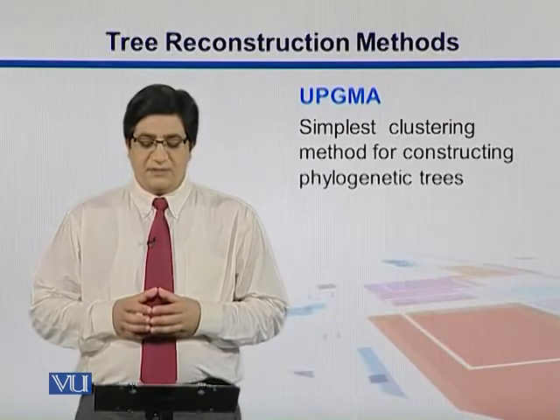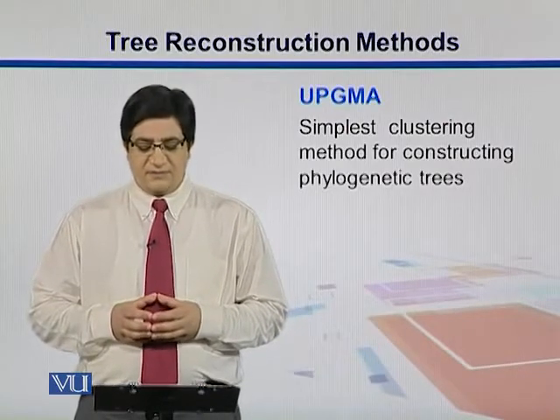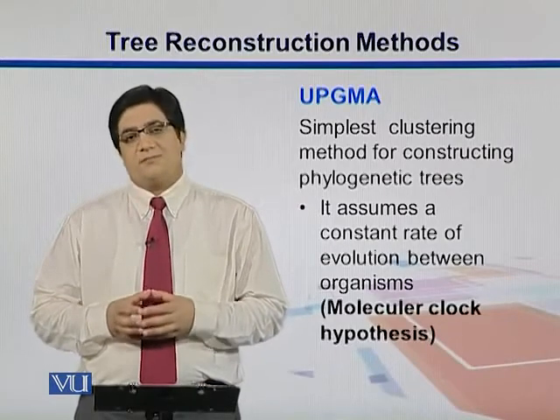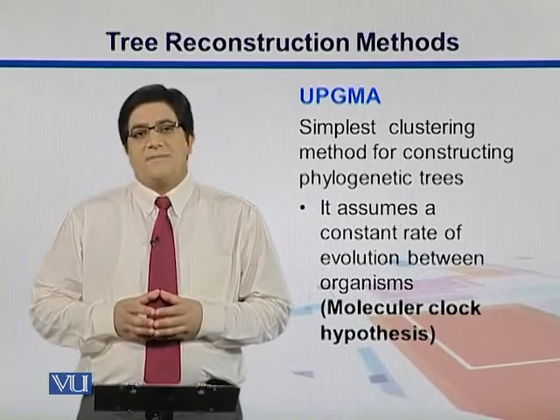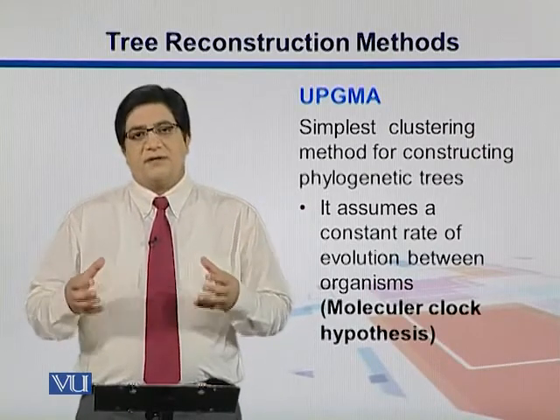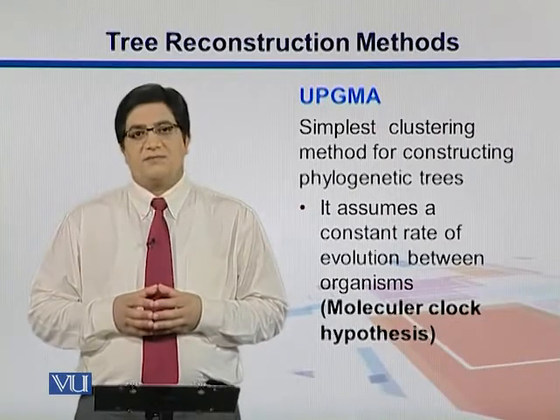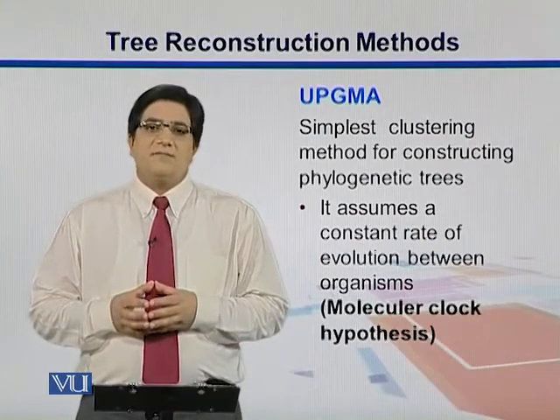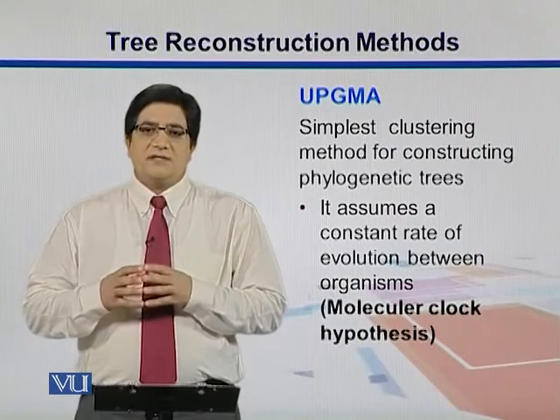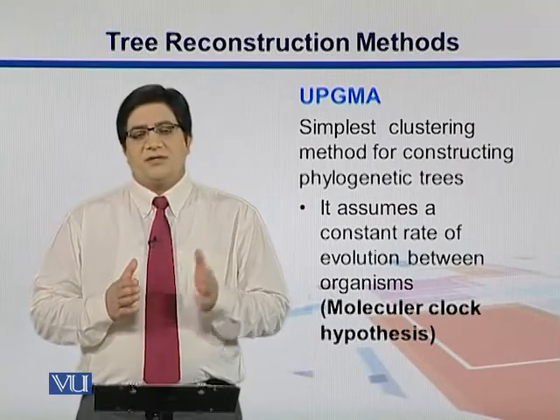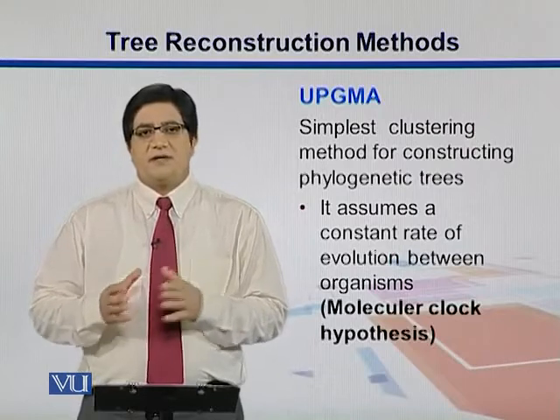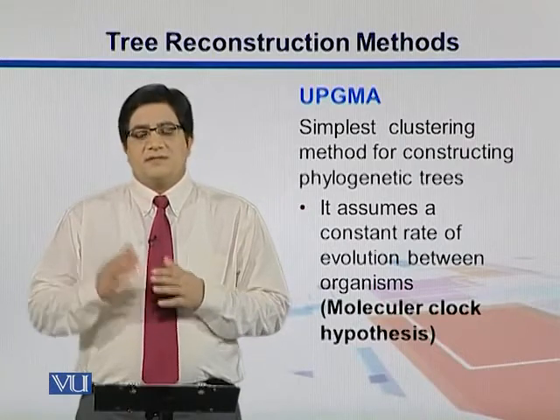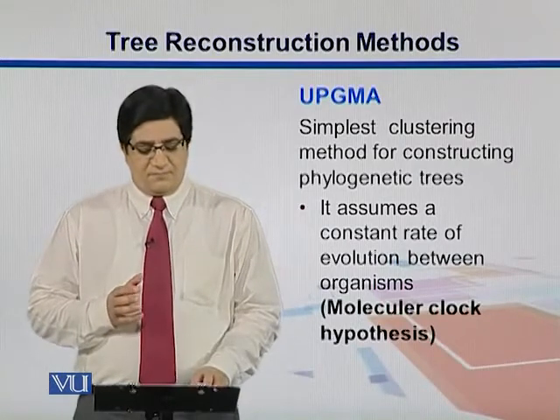UPGMA is the simplest method for reconstruction of phylogenetic trees. What we do here is assume the molecular clock hypothesis, where we believe that there is a constant rate of evolution between different organisms or sequences for which we are making those trees. So we believe these different organisms or units change or evolve at a constant rate, the same rate for everybody. In this way, the length of different branches is approximately the same for all of them.